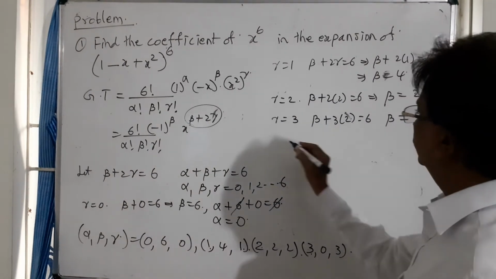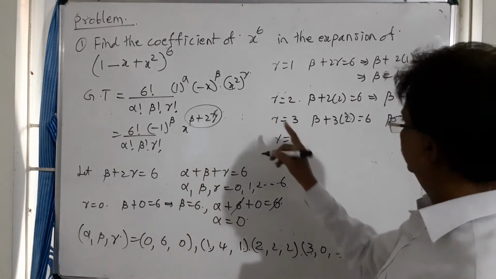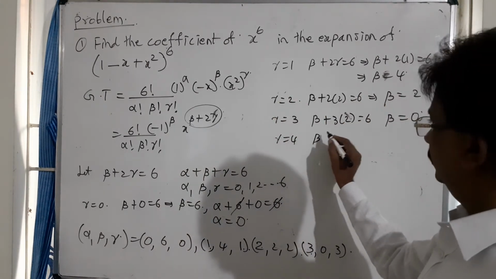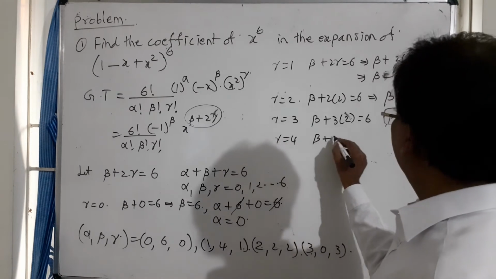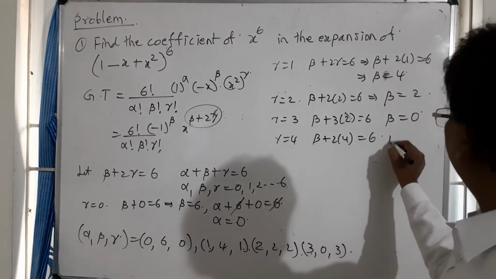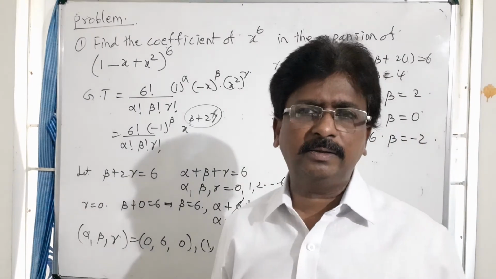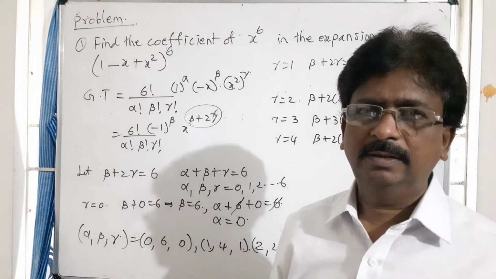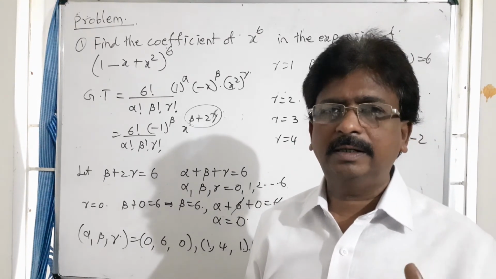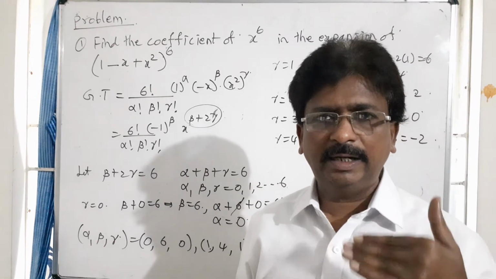Next, gamma is equal to 4. If you take gamma is equal to 4, here beta plus 2 into 4 is equal to 6. It is 8. Beta is equal to minus 2. Not allowed. Not less than 0, not more than 6. So the beta value does not exist. Automatically alpha value also does not exist. We can avoid from here.